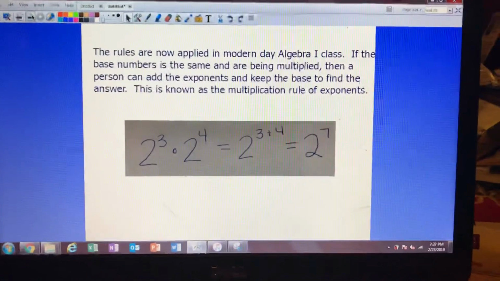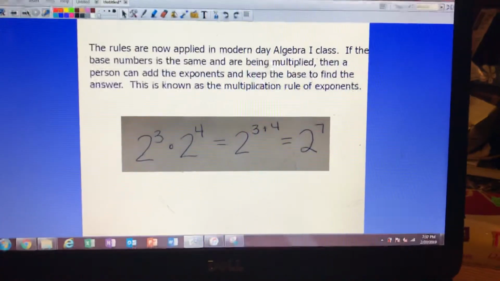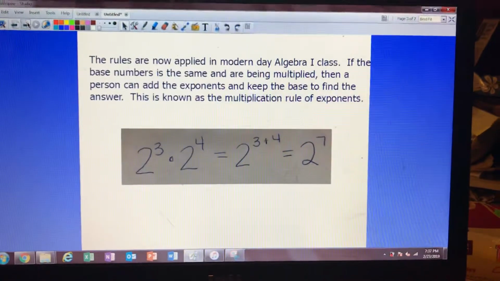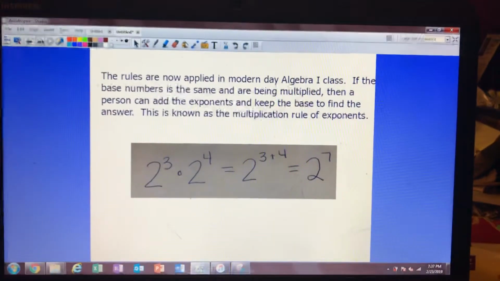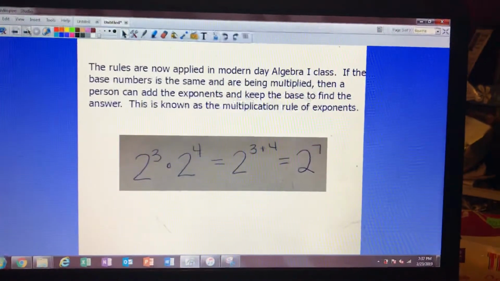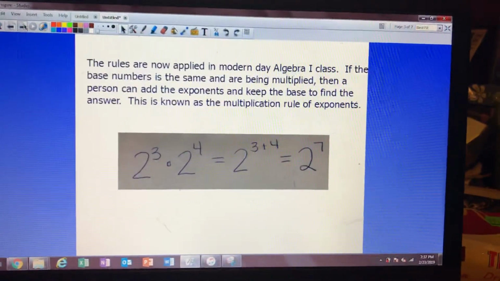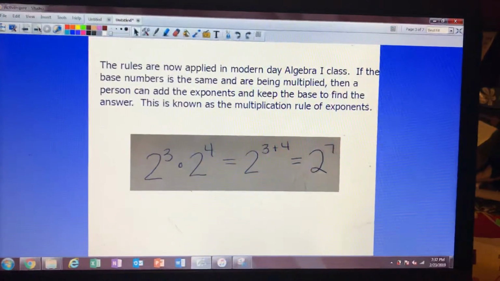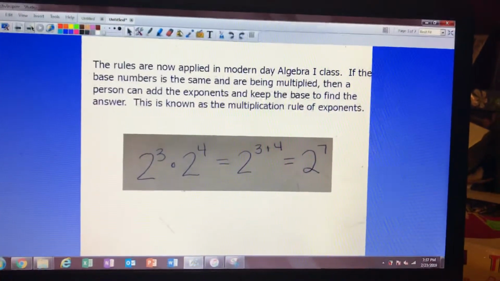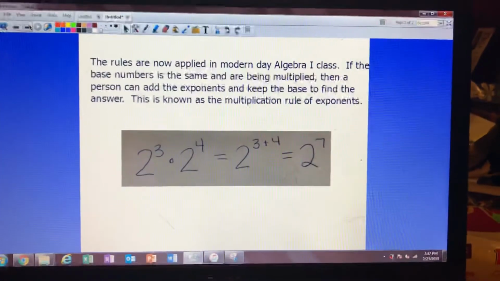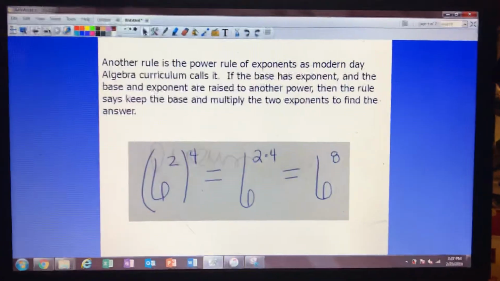The rules are now applied in modern-day Algebra 1 class. If the base numbers are the same and are being multiplied, then a person can add the exponents and keep the base to find the answer. This is known as the multiplication rule of exponents. So for example, 2 cubed times 2 to the 4th would equal 2 to the 3 plus 4, which is 2 to the 7th power.